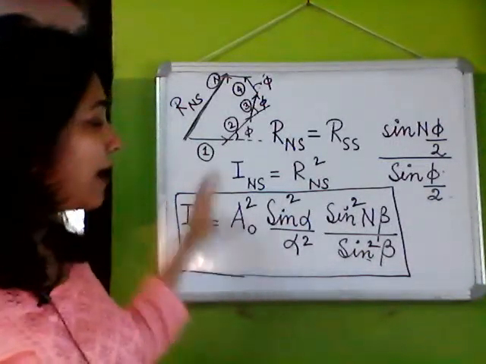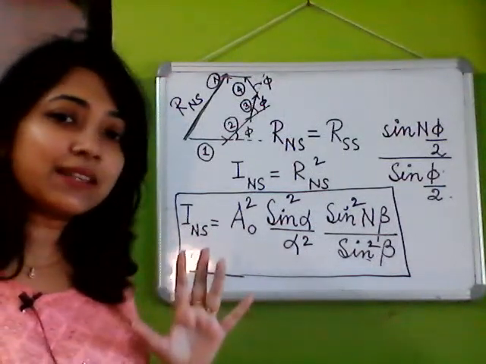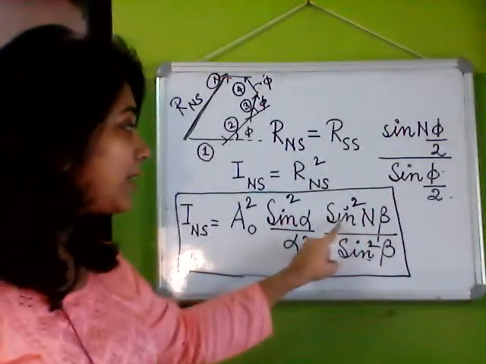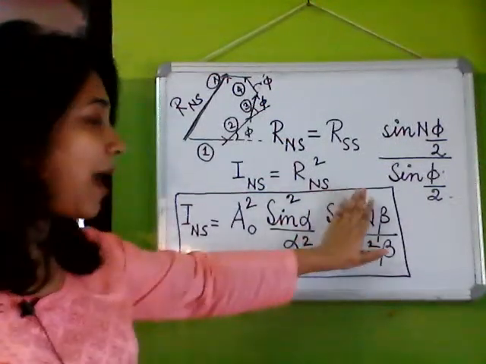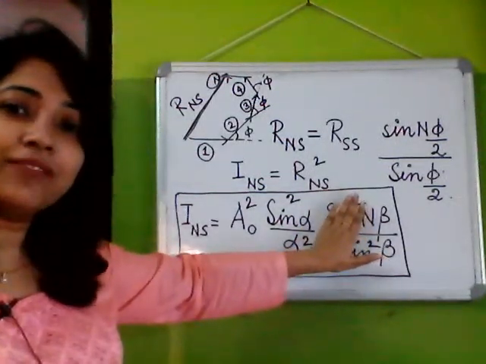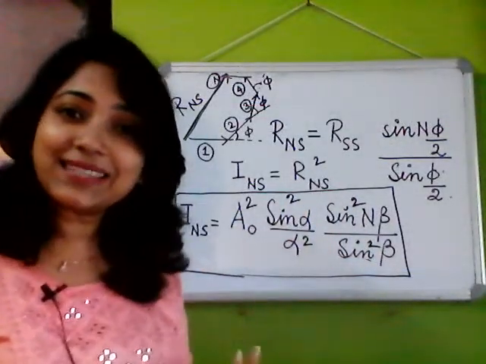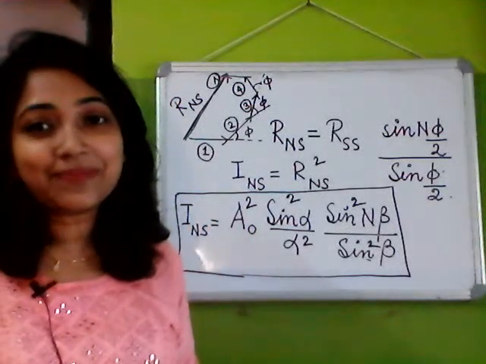Suppose I have forgotten the resultant intensity due to single slit. In case of single slit, what is n? n is 1, right? So what will be this value? Sine beta by beta, or sine square beta by sine square beta. So this part will go to 1 and all we will be left with is a0 square sine square alpha by alpha square. And this is nothing but the intensity for single slit, right?